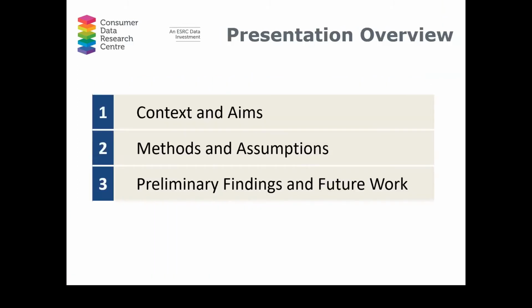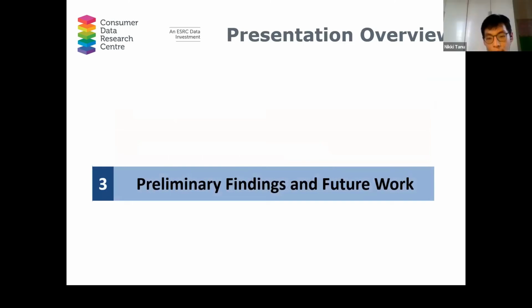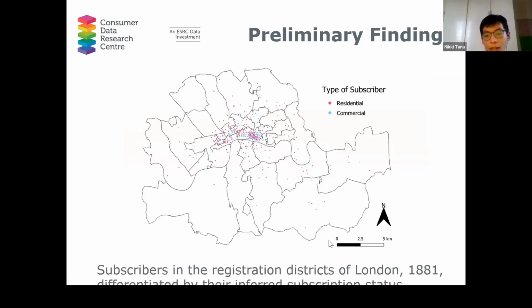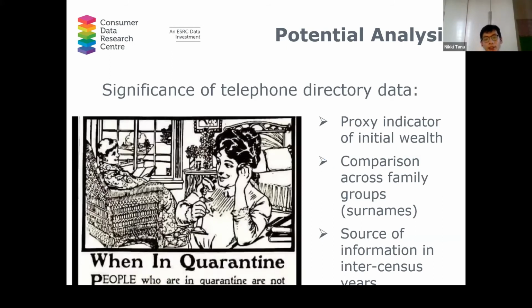Finally, preliminary findings and future work. As I mentioned, this project is still at an elementary stage, but from 1881, we can see patterns that we would expect, where commercial subscribers tend to be much more focused in the central districts of London. Residential subscribers tend to be more spread out in the outer districts. And beyond this initial but not very telling analysis that I've done, there is potential analysis that we could use the data for.